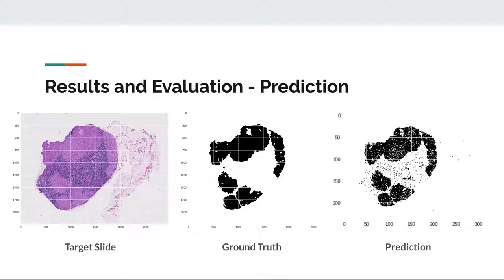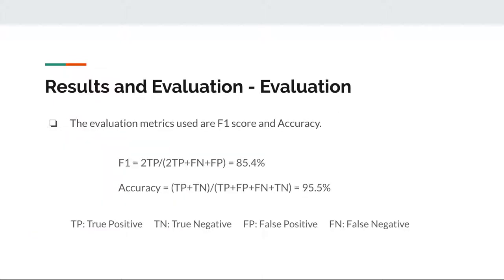Here we can see the prediction achieved by our model. From human judgment, it's very close to the ground truth. The evaluation metrics I use here are F1 score and accuracy. By comparing the ground truth mask and the predicted results, we can calculate the true positive, true negative, false positive, and false negative pixels. In this way, we can get the F1 score and accuracy for the results, which are 85.4% and 95.5% respectively. It proves that we have achieved pretty good results.